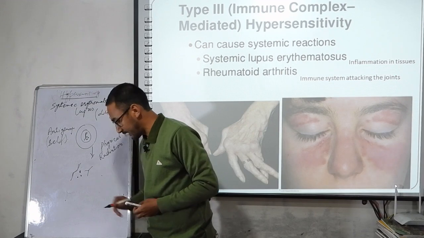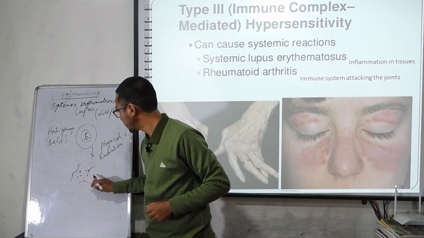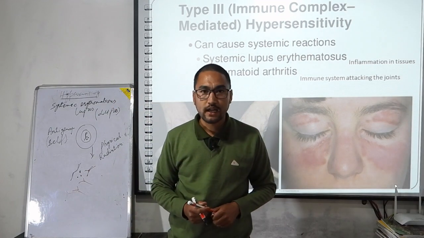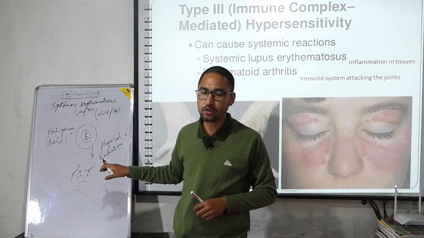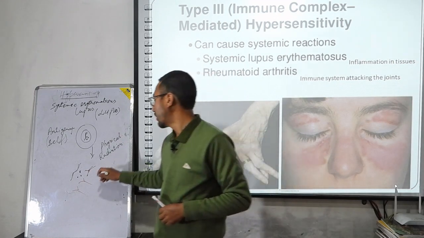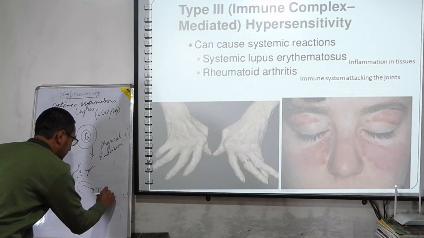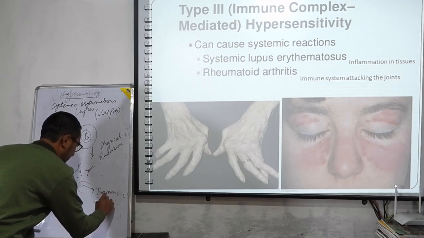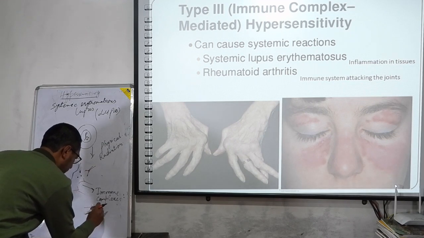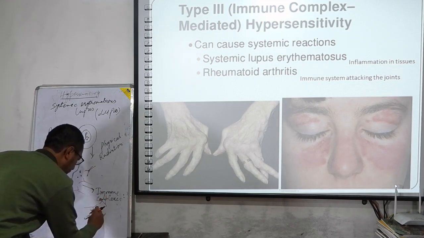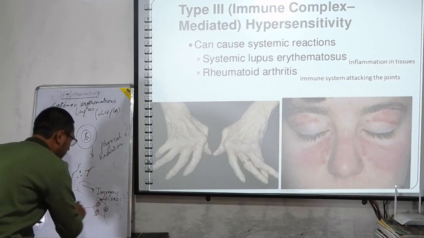Now after escaping into the system, antibodies are generated against these molecules. After generation of antibodies against these DNA molecules, nucleoproteins or RNA molecules, what happens? There is formation of immune complexes. So we have immune complexes right now. So these are the immune complexes.